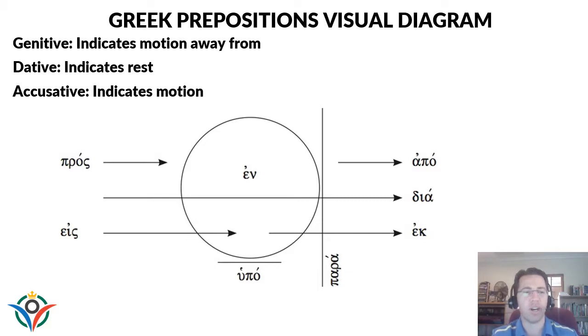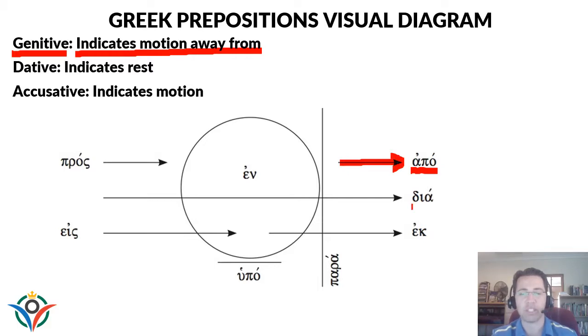So when you think of the genitive case, think about something that is indicating motion away from an object. Looking at our visual diagram here, let's take a look at some examples. We have the preposition huper. It takes its object in the genitive case. So it's indicating motion away from the circle, so we can translate this as from.